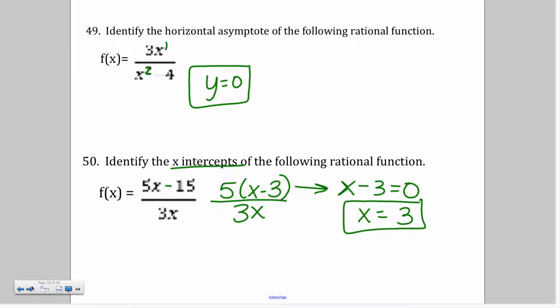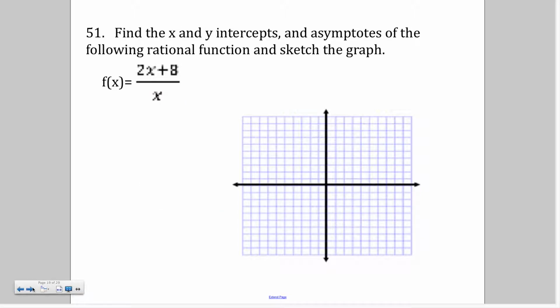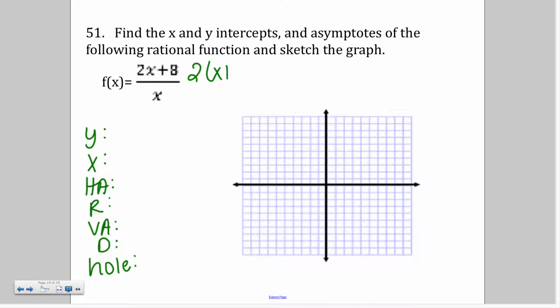All right, and then the last one we're going to do for this section, we're going to find the x and y intercept, the asymptotes and all, okay? So y, x, horizontal, which goes with my range, vertical goes with my domain, and then we're going to see if we have any holes. So we look to see if we can factor anything. On the top, we can take out a 2, so we're left with x plus 4. On the bottom, we have an x. Nothing cancels out, so there is no hole. So we would put none.